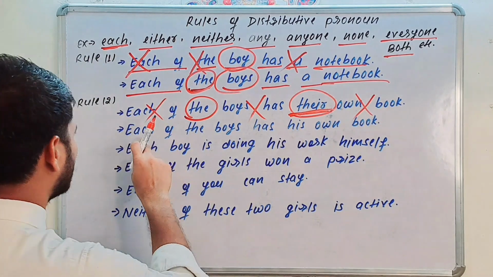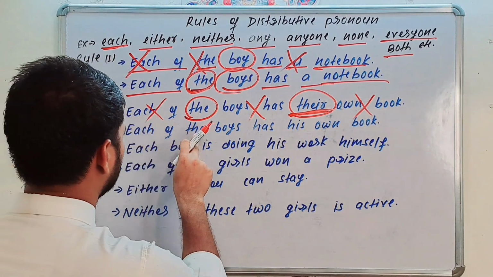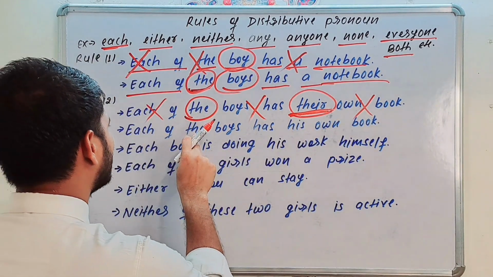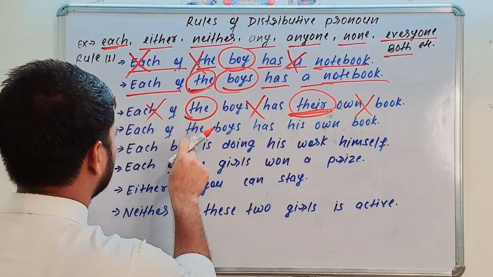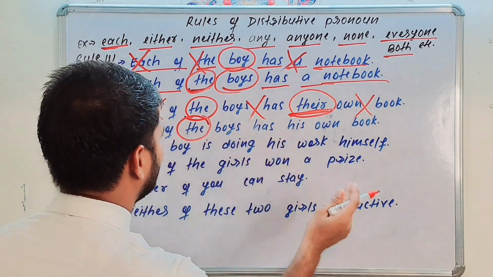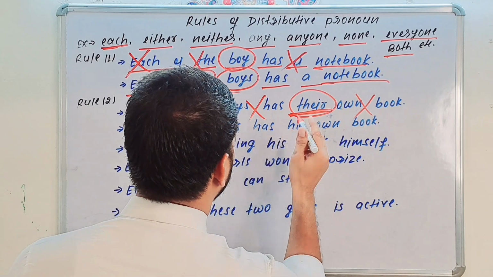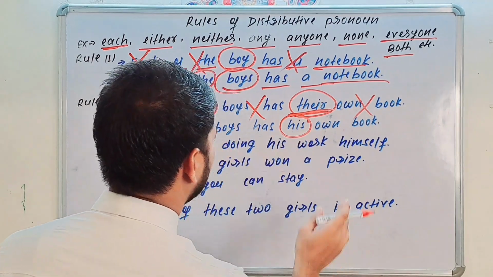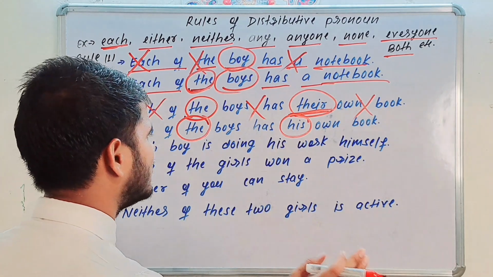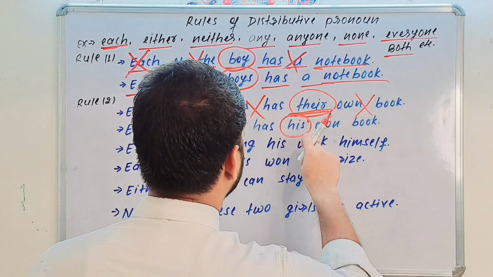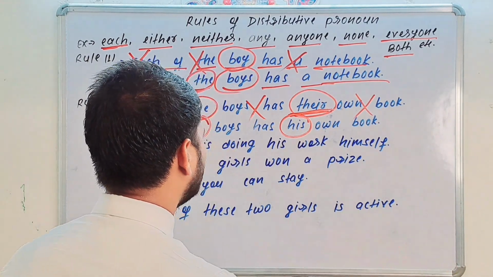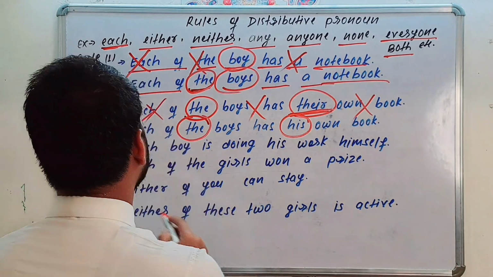And now let's move to the second one. Here, each of the boys has his own book. Here, the article "the" is used after each of and before the noun. Okay, and now here see, boys has his. Here a singular pronoun is used with each of, either of, neither of. So that's why the second is the right one. I told you everything about that one, and this is the right sentence.